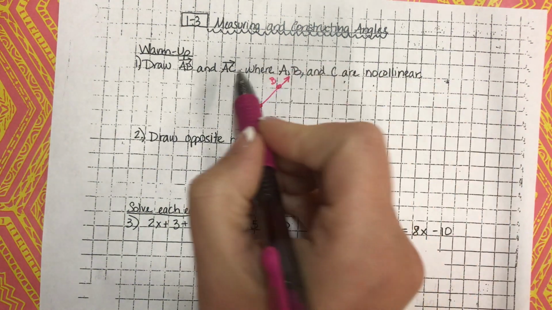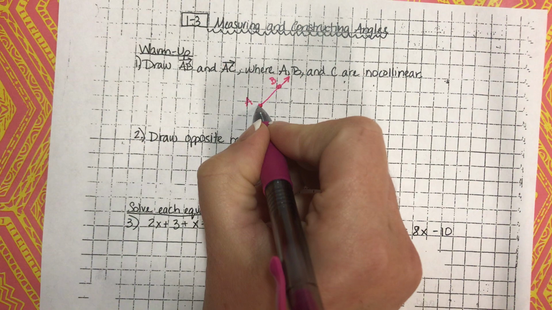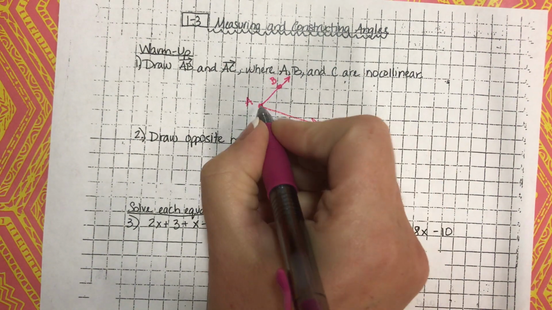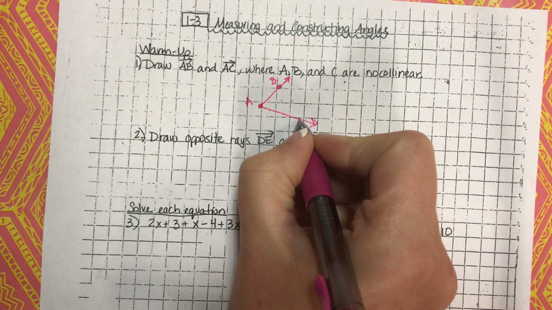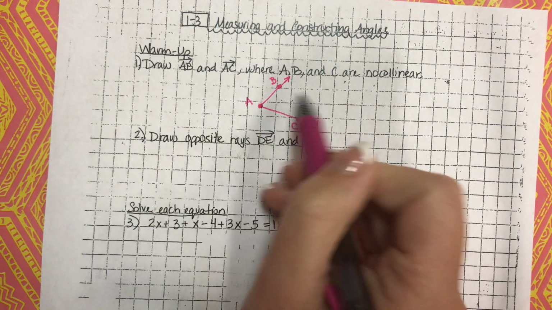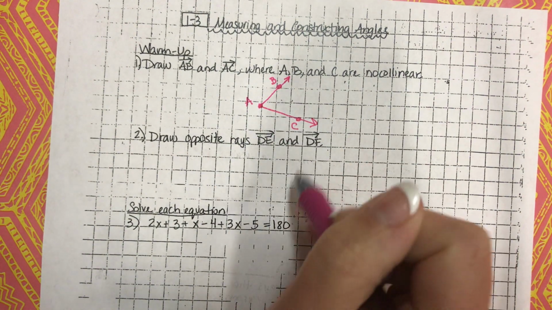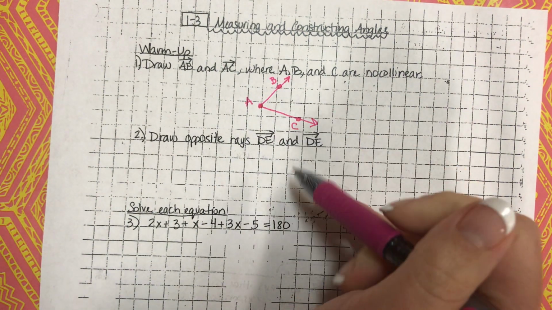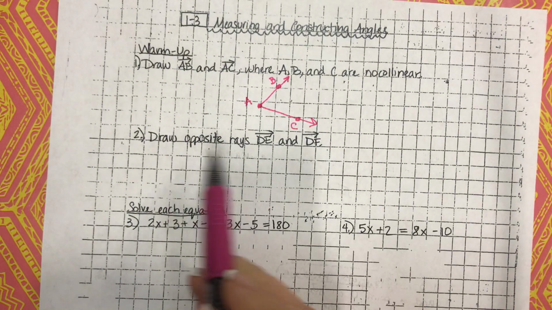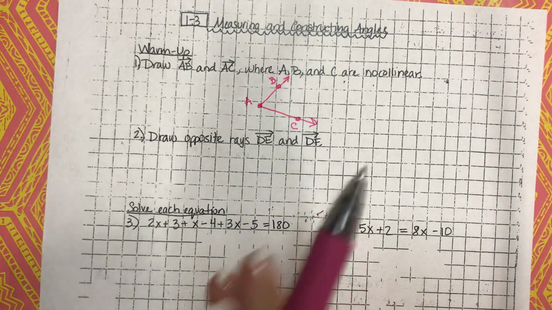And then I'm just going to have AC, so A is also the endpoint. I'm going to have C go this way. And there's A, and here is C. So those are 2 rays. They share that common endpoint of A, and they're non-collinear because you can't draw a straight line through all 3 of them. Perfect. Okay, number 2, it says draw opposite rays DE and DF.